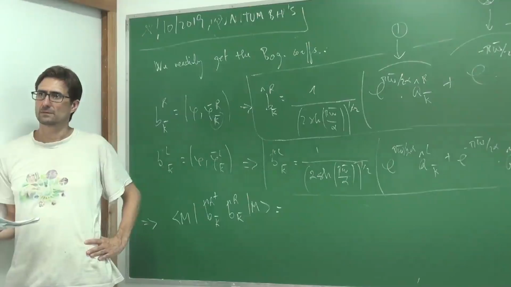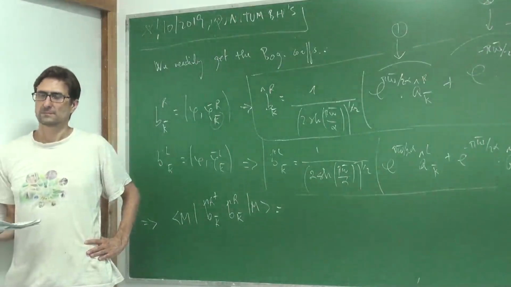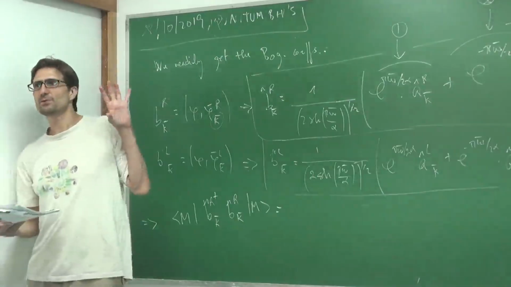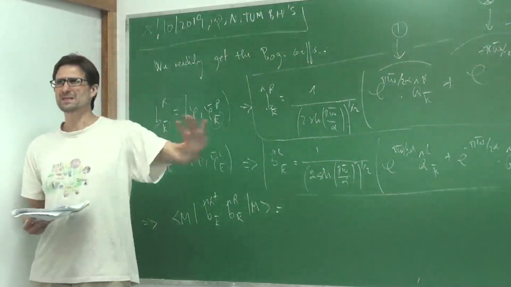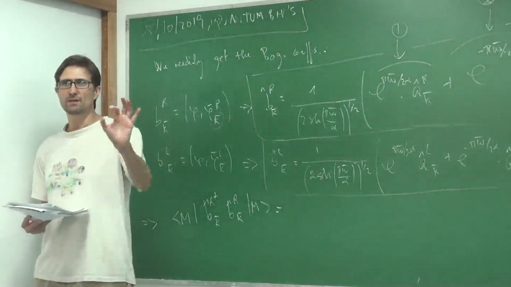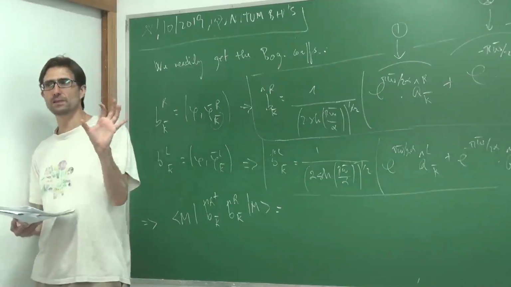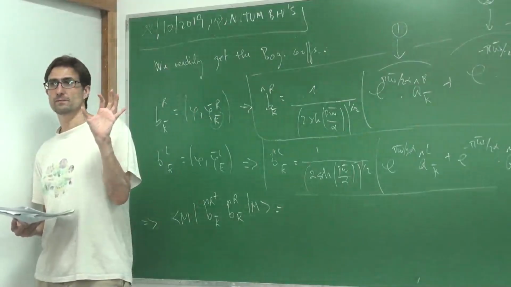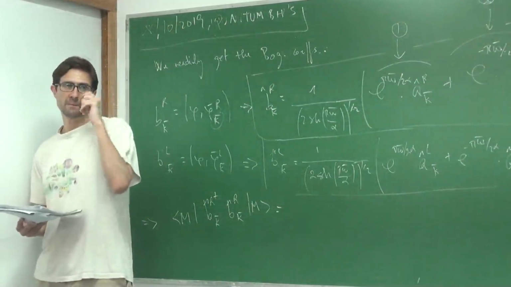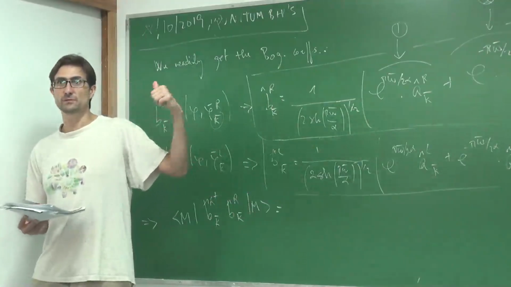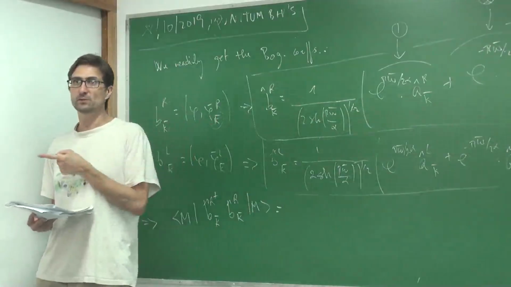Because you are using the number operator, and the Hilbert space where the number operator is defined has a different vacuum. Exactly. This is really the most important point of the whole course. You choose two different complete sets of positive frequency solutions. When I say positive frequency, they're defined with respect to different times. One is defined with respect to t, the other with respect to eta.